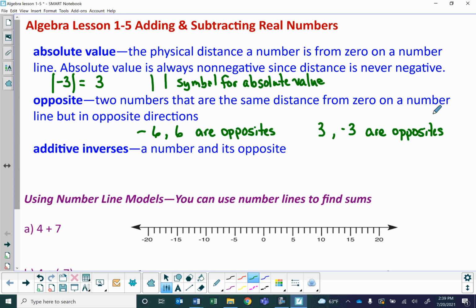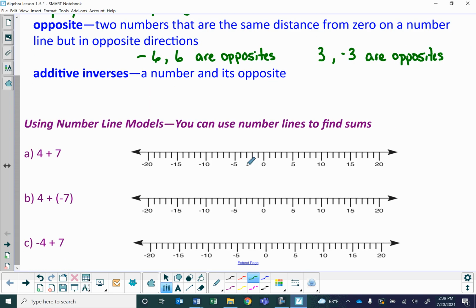So you can use a number line to help you add and subtract positive and negative numbers. It's very good for visual aid, and it's nice to begin with. However, you need to get away from always using a number line because sometimes numbers get really too big to use a number line, but it is a great way to visualize things and see them for the first time.